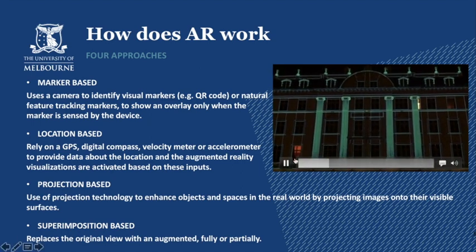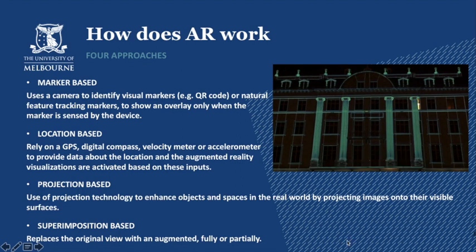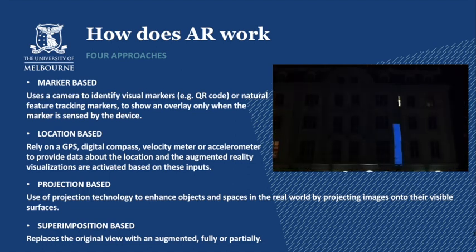And the final one is called superimposition-based. It replaces the original view with an augmented one, either fully or partially. One good example is the IKEA catalog app, which allows users to place virtual items from the furniture catalog in their real rooms. Now let's turn to drones.